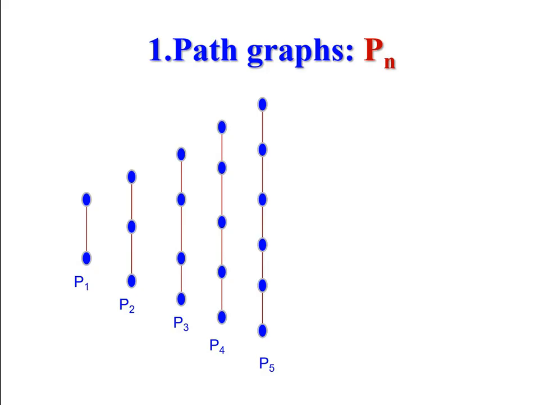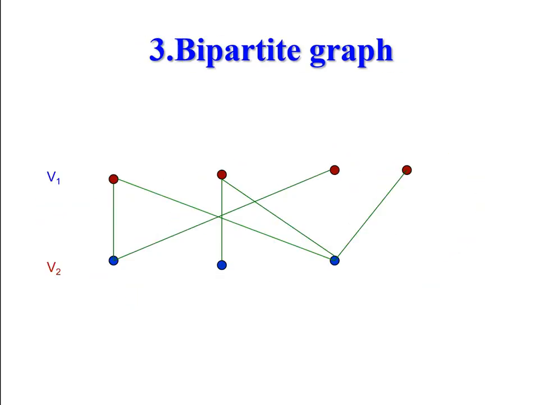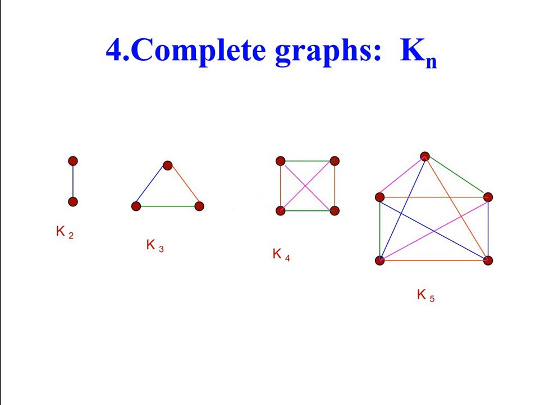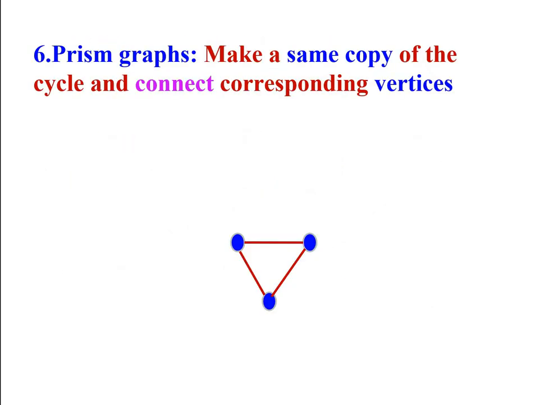So, a path graph. Now we'll just flip through all these graphs. We are not going to have any explanation for them, just to know how the graphs would look like. So we are showing this cycle graph, bipartite graph, complete graph, complete bipartite, prism graphs.